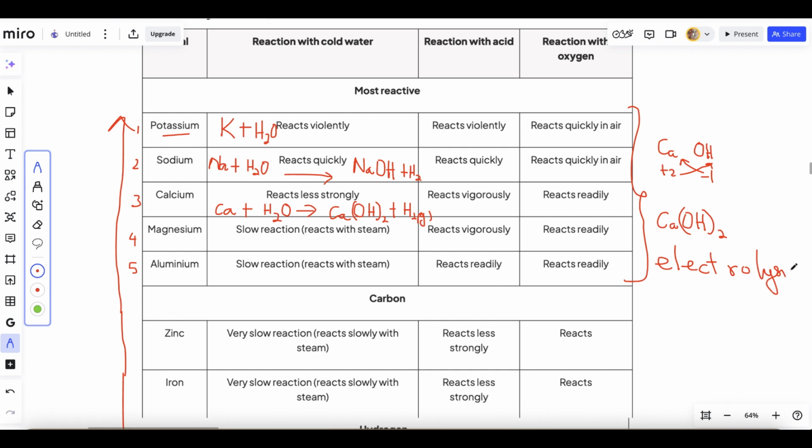The next 4 or 5 are obtained by reaction with carbon. After these 5, the 6th one is carbon. Carbon is not a metal, so it does not have this characterization, although allotropes like graphite, when in molten state, can conduct electricity, but diamond does not.